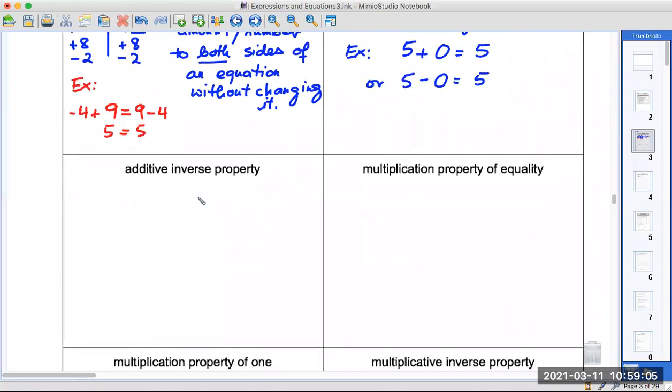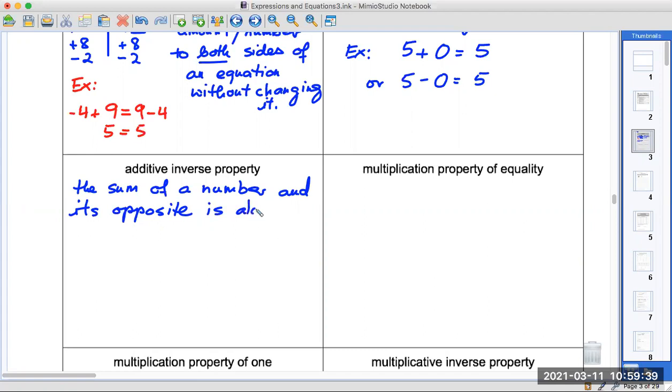The additive inverse property says the sum means adding, and again it's subtracting as well. The sum of a number and its opposite is always 0. Or let's say equal to 0. Okay, so the sum of a number and its opposite.